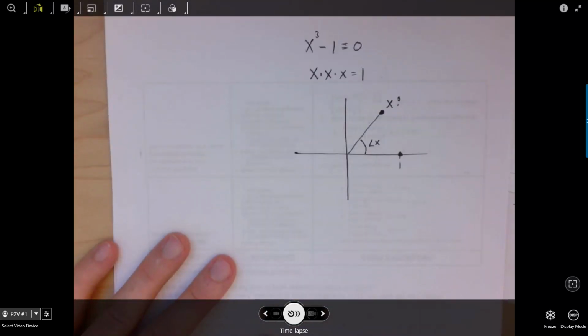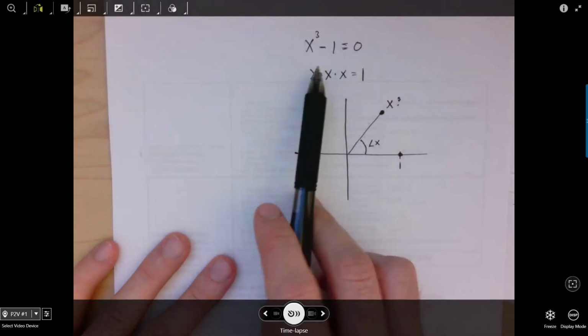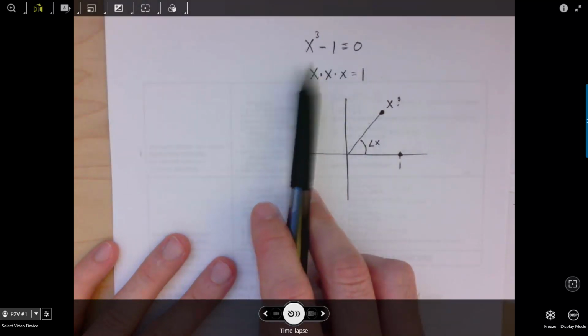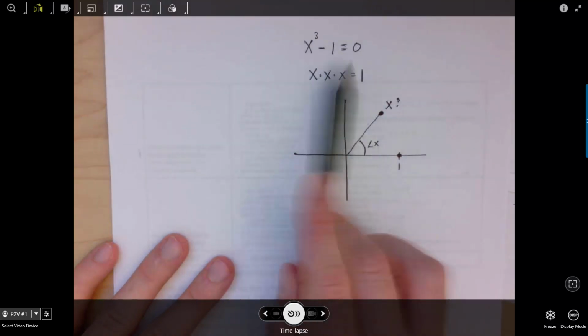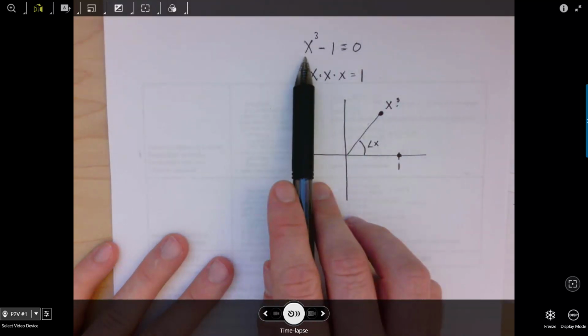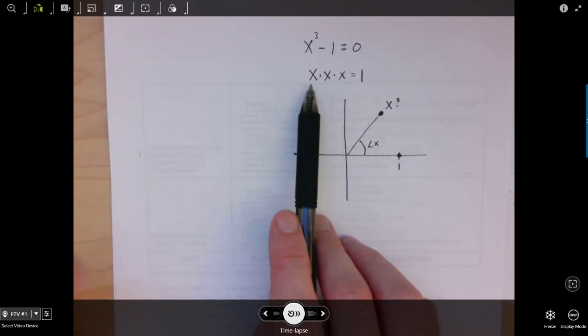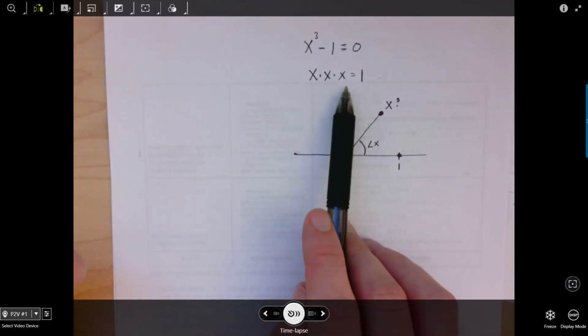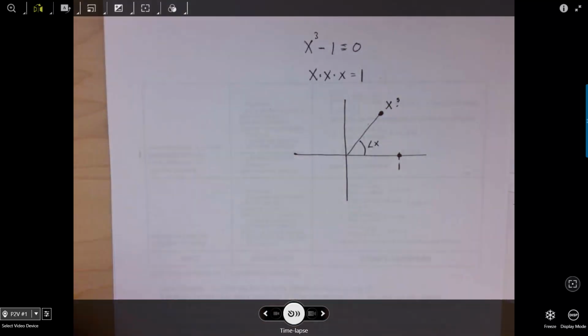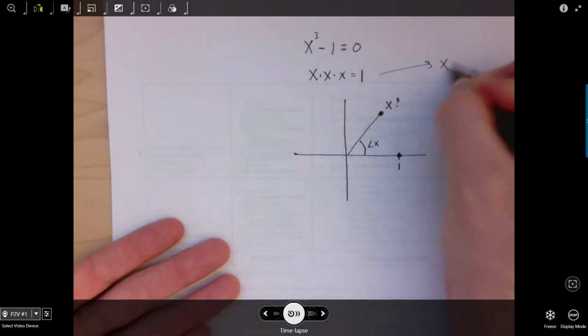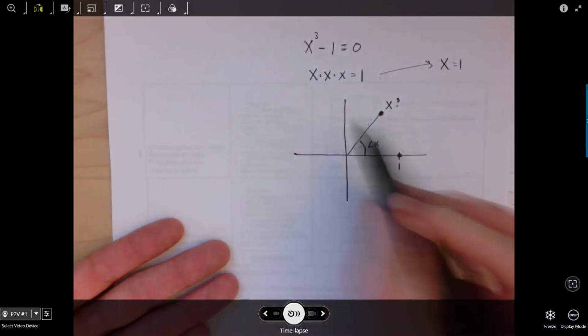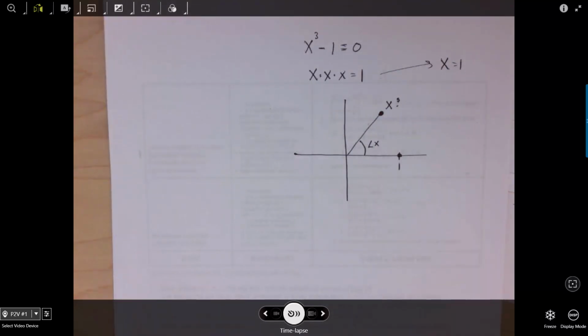We use this geometric way of thinking to try and find the roots of equations like this, x cubed minus 1 equals 0. If I add 1 to both sides and then expand x cubed as x times x times x, I've got that some complex value x times itself 3 times should equal 1. So we already know that x equals 1 is a solution to that equation. And we're trying to find other values.